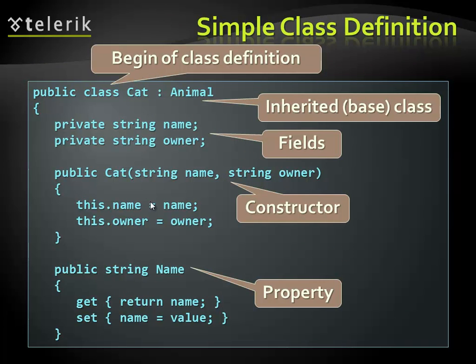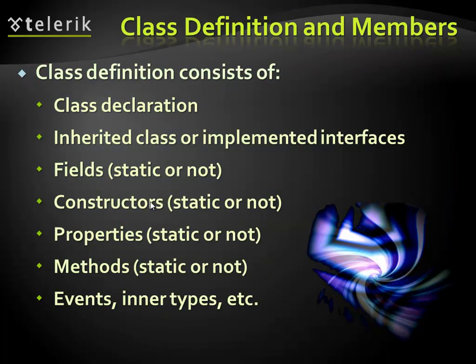More? So yeah, what we've seen, we have the declaration of the class, we have an inherited class in this case, so we have the inheritance. We've seen fields, constructors, properties, methods, all the rest. There are many more things that can be defined inside a class, but we're not going to discuss those today.